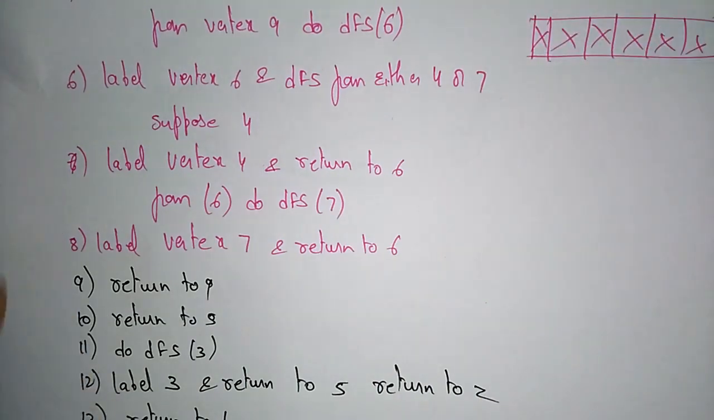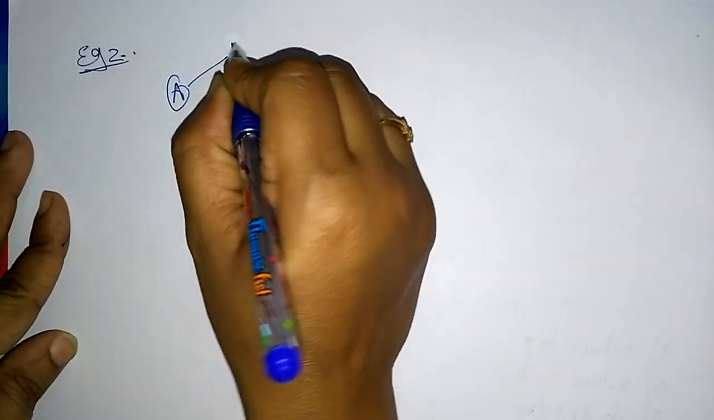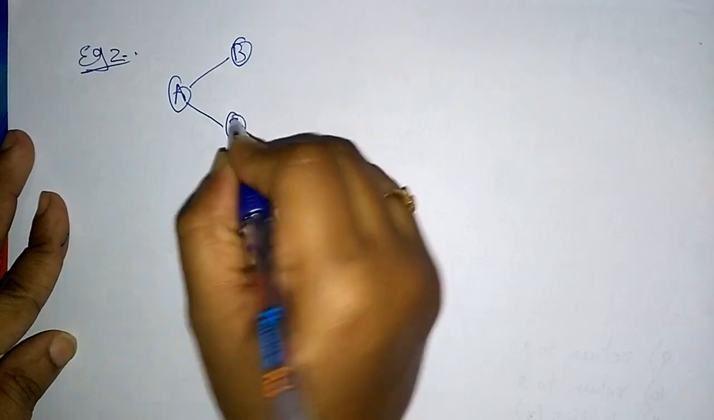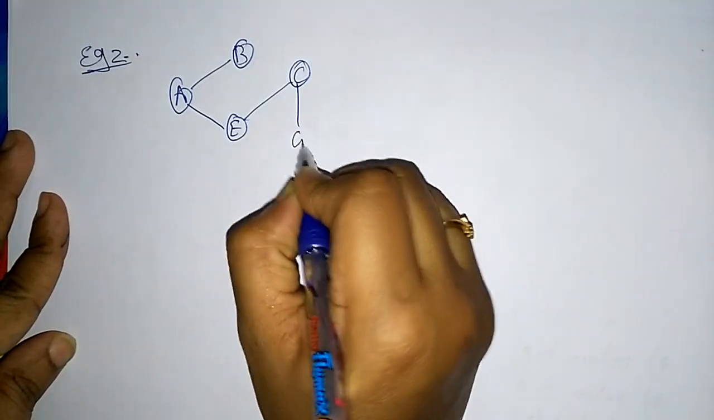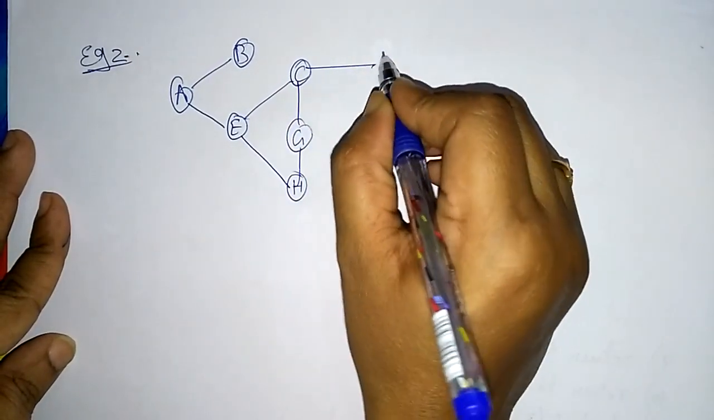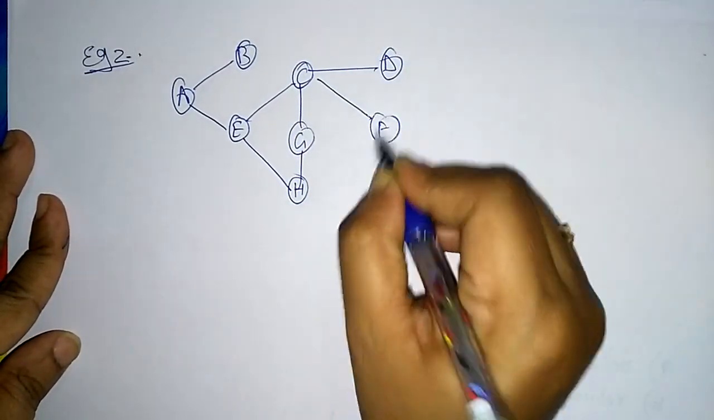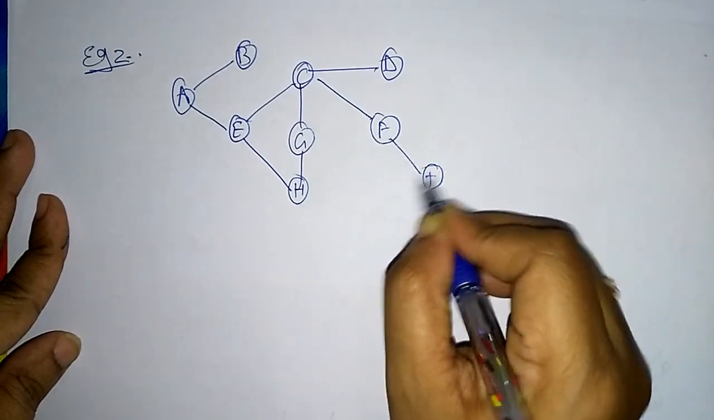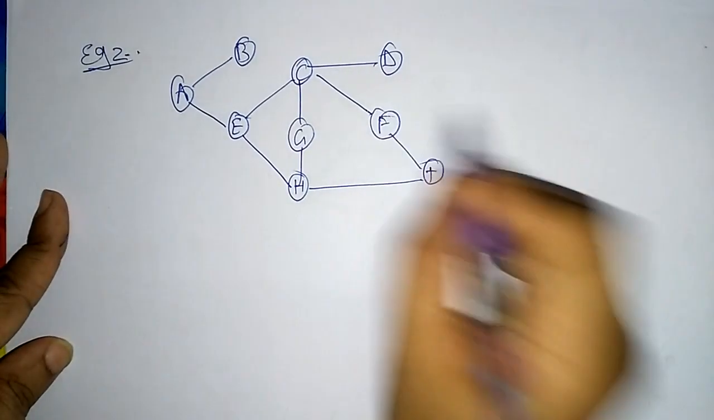So let me take the stack, then you will clearly understand. I am taking another example for DFS, then you will clearly understand what I have said up to now, why I am returning back from one vertex to another vertex. Suppose this is A, B, E, C, G, H and D, F, I. Let's take this as a graph.